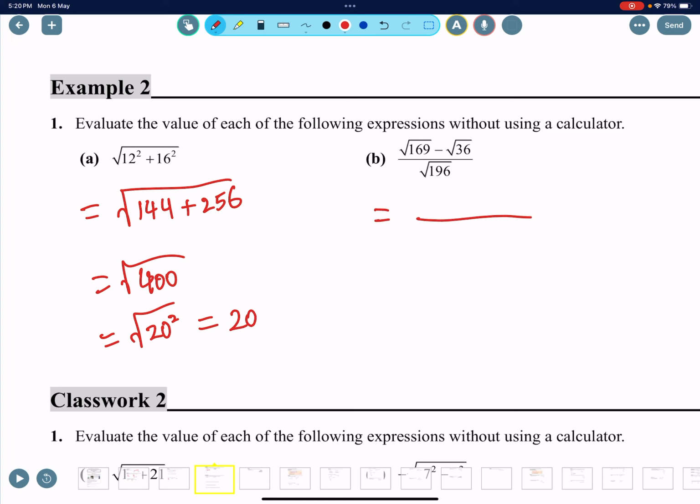Now for this one, it's a bit easier. I know these numbers. So square root 169 is 13. 13 minus 6 divided by 14 over here. Then do the top one first. 13 minus 6, 7. 7 over 14. And then simplify this, 1 over 2. That's how we'll do it without calculator.